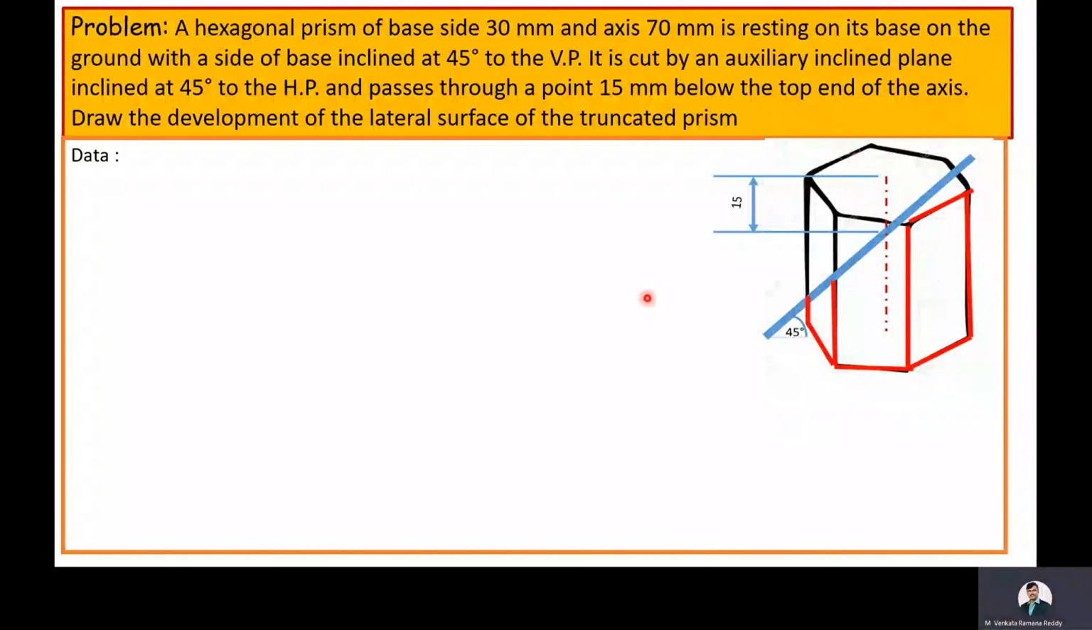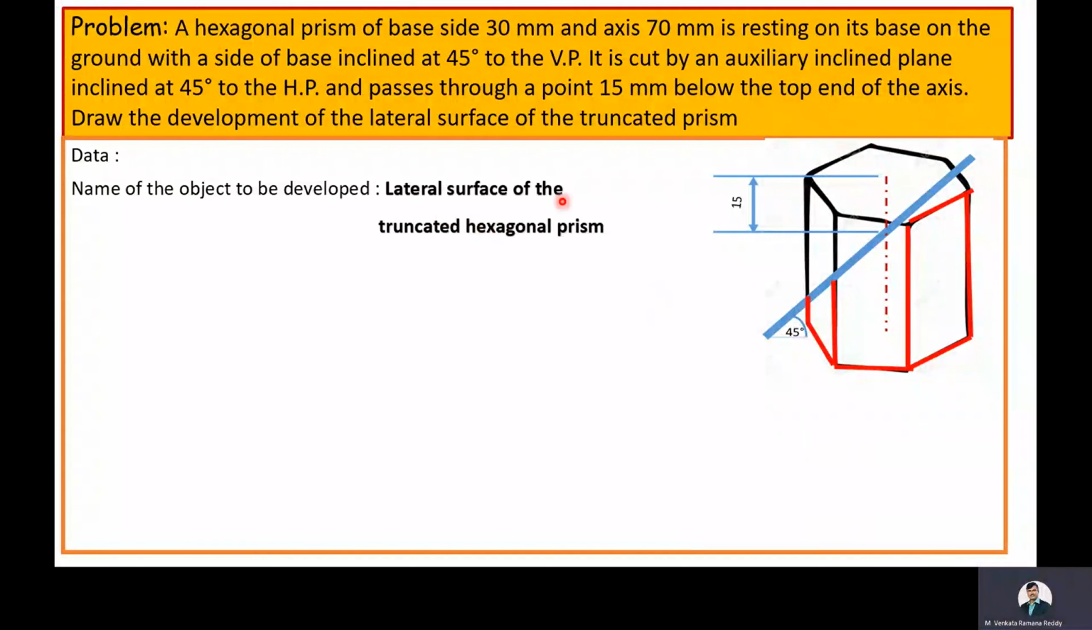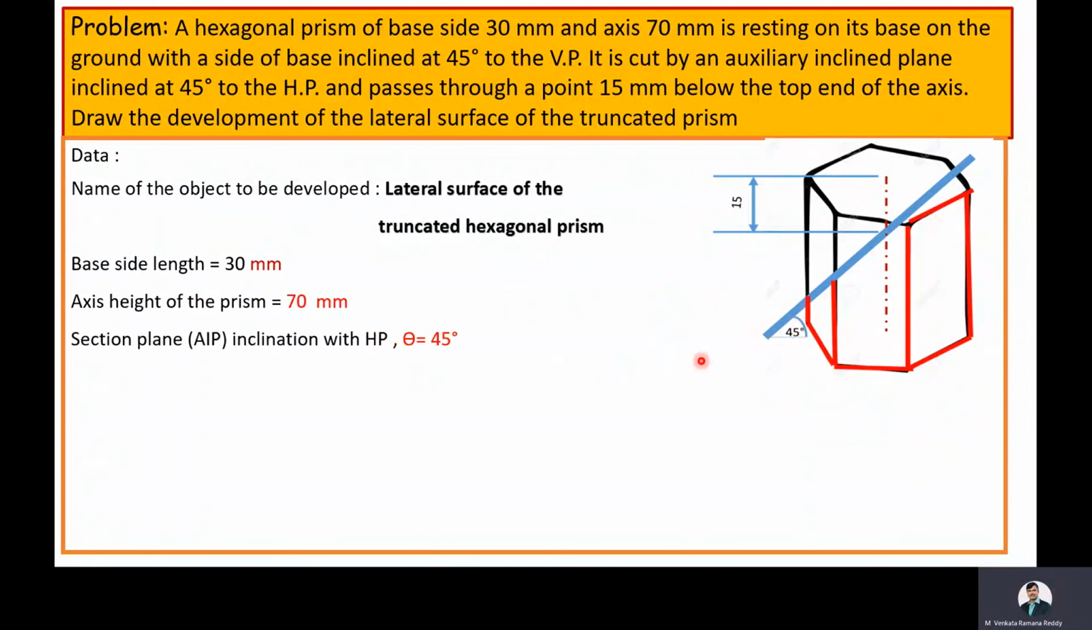The name of the object to be developed is lateral surface of the truncated hexagonal prism. Hexagonal prism's base side length is 30 mm and axis height is 70 mm. Auxiliary inclined plane's inclination with HP is 45 degrees and auxiliary inclined plane is passing through the axis at a distance 15 mm from the top end of the axis.